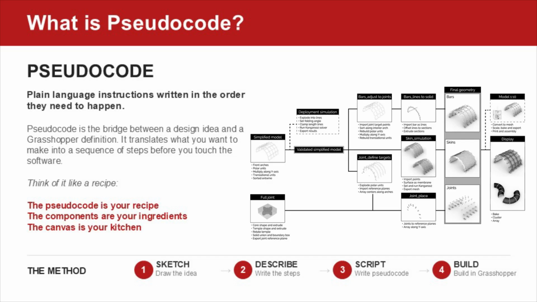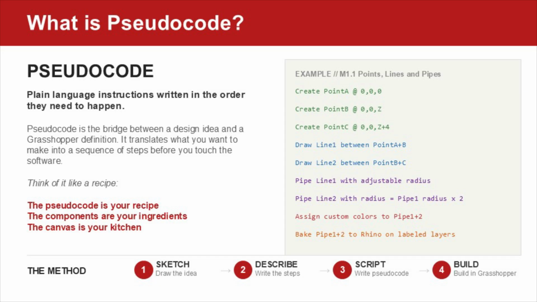So this process where I'm asking you to describe or write out what you want to make will result in something called pseudocode. Pseudocode, or fake code, is just plain language instructions written in the order they need to happen. So this is not code you can give to a computer or a program to execute. It is for you to understand what you need to do one step at a time.